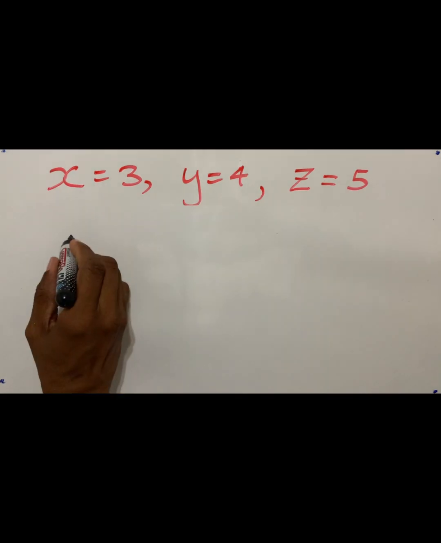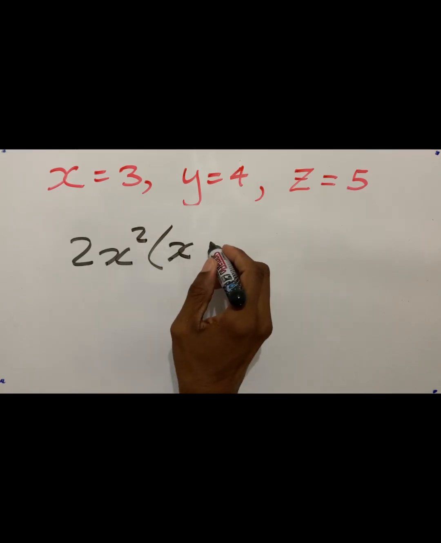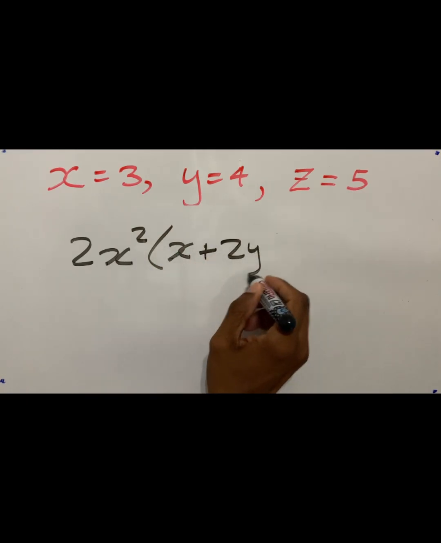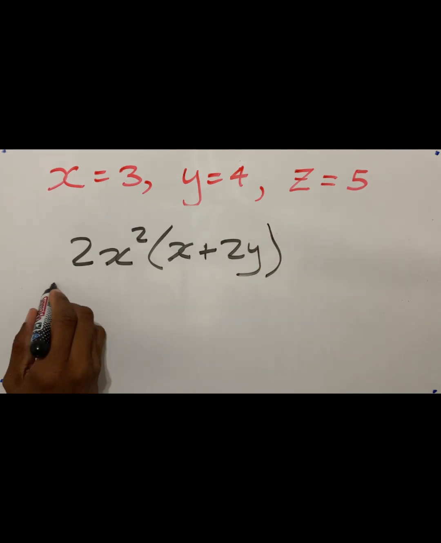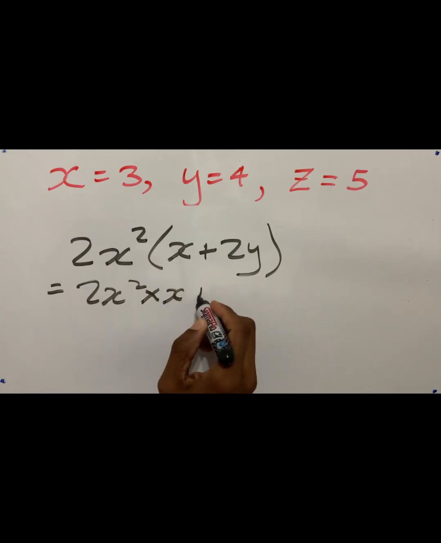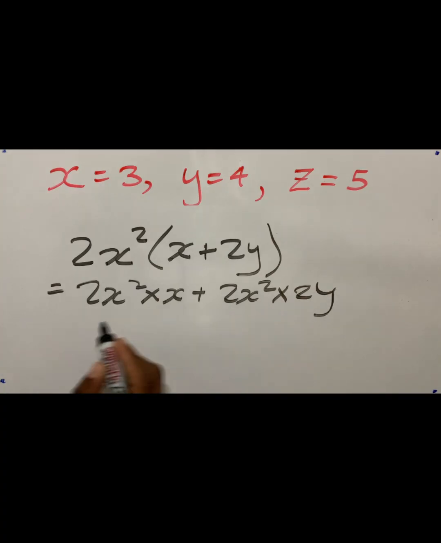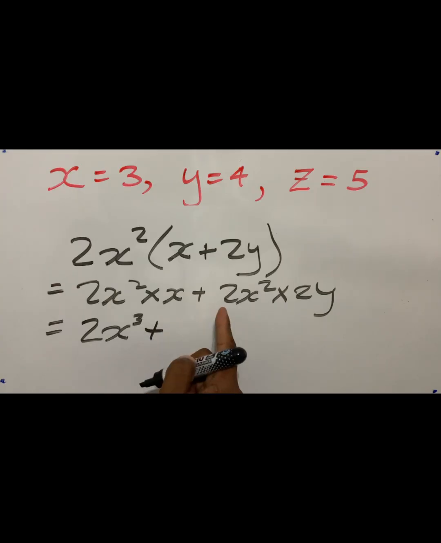Let's say we have 2x squared into x plus 2y, okay, equal to 2x squared times x plus 2x squared times 2y, which is the same thing as x squared times x is the same thing as x raised to the power 3. We just add the powers. Plus 2 2s is equal to 4x squared y.